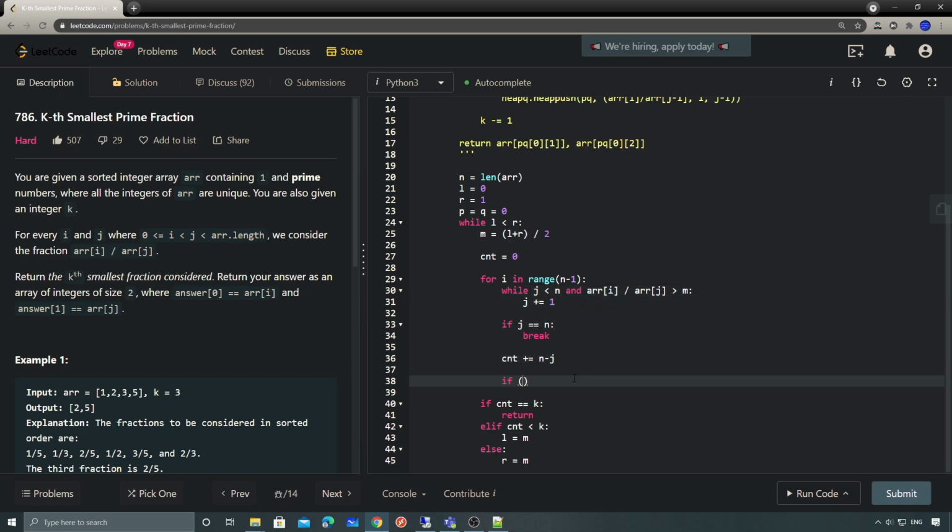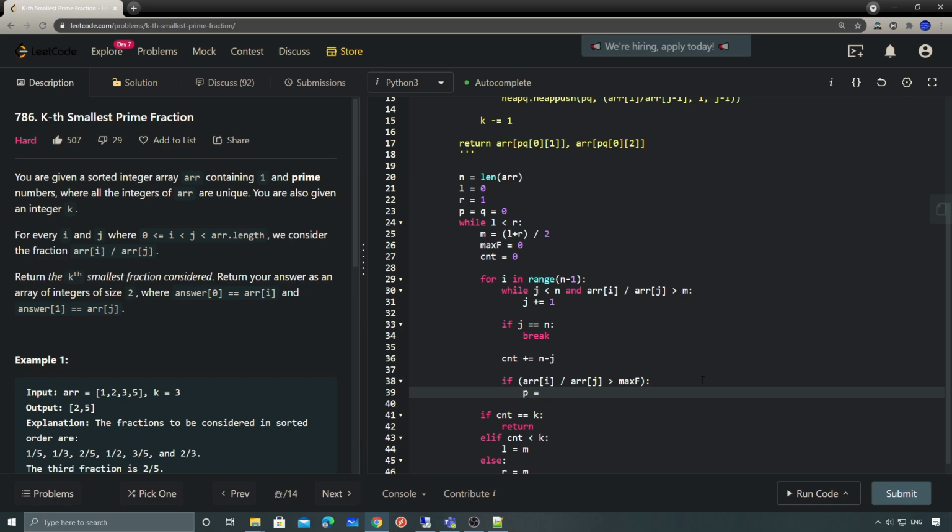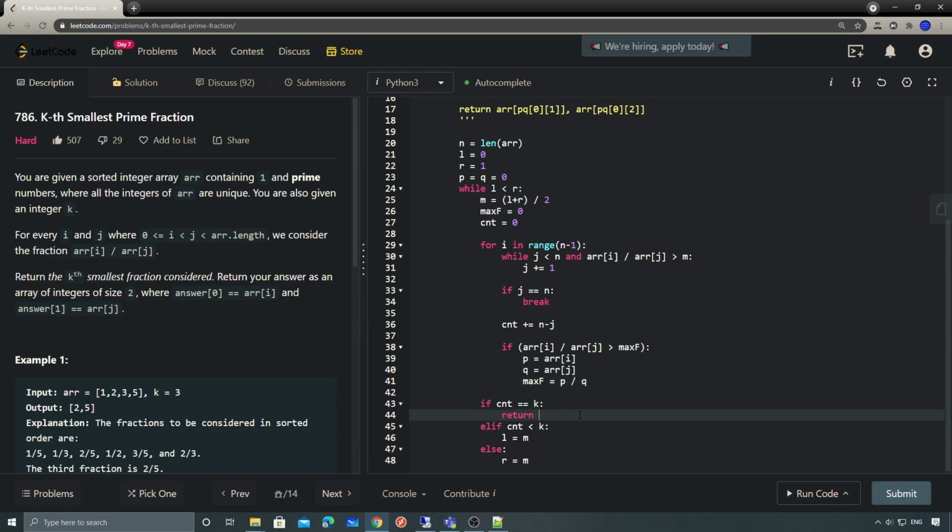So if array i divided by array j is greater than the max fraction, which starts from 0, if that's the case, we do p equals array i, and then q equals array j. And then we just update this max fraction equals p divided by q, right? And here I just simply return the p and q.